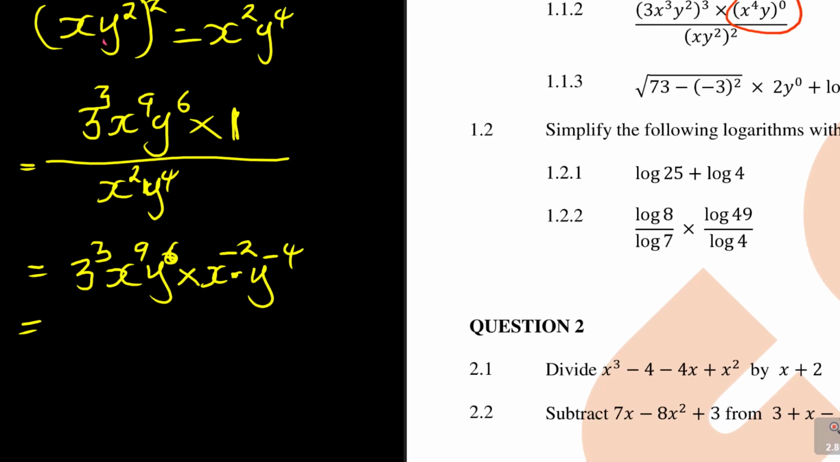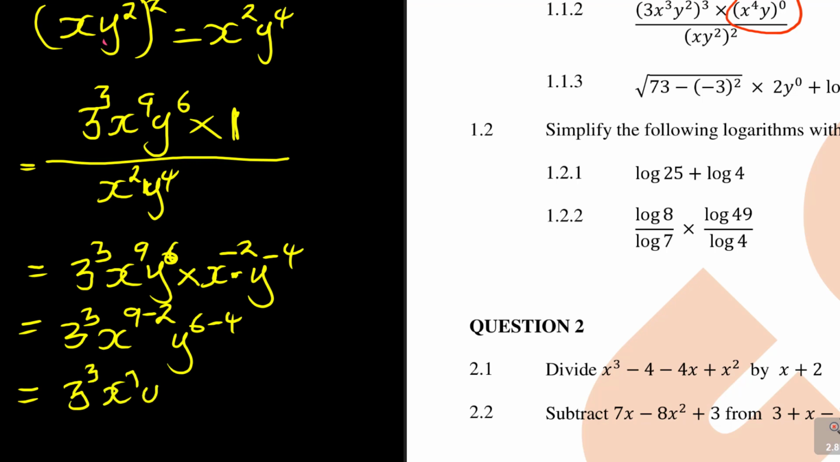And then from here, what do I have? I've got 3, and then x7, because you're subtracting, right? But please don't just say 7 for the mark. Say 9 minus 2. They want to see that working. And then y 6 minus 4. They want to see this step, because you're applying the laws. So 3, and then you write your x7 and then your y2. Am I right? Yes.